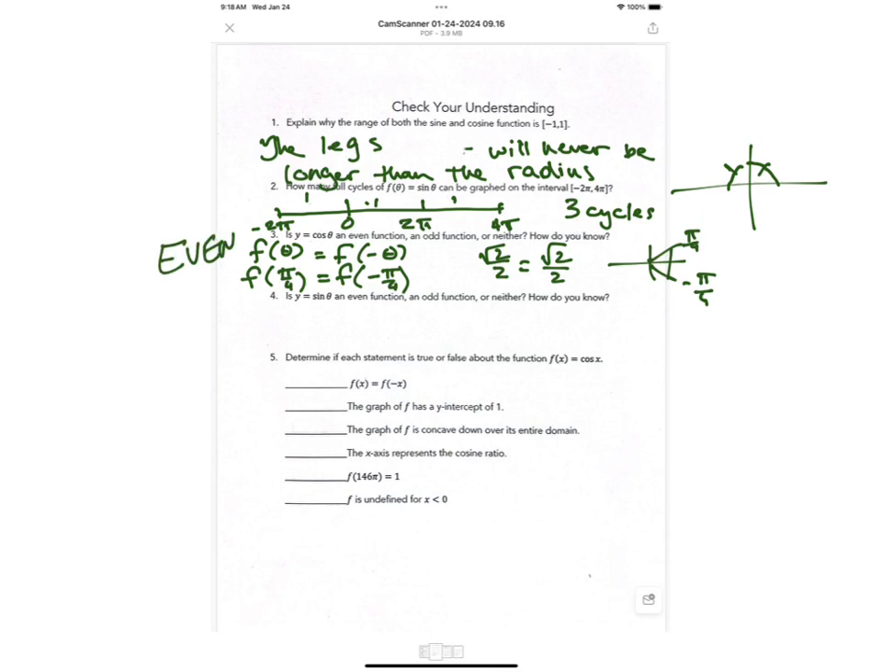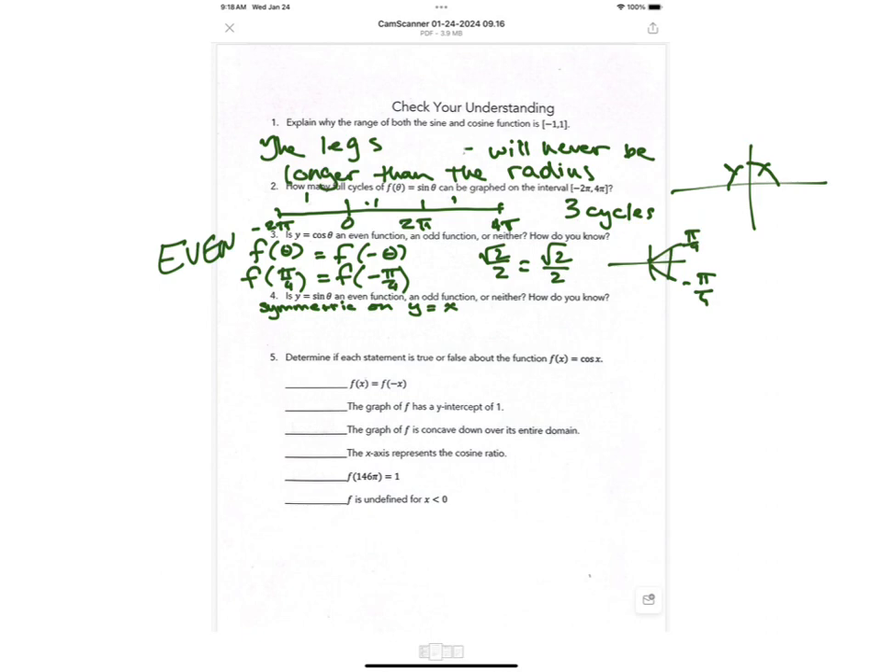How about sine? Even, odd, or neither? Flip a coin back there, Joseph? Odd. Why? Because they're opposite, right? It's symmetric on what? Not the x-axis. On y equals x. Good. Symmetric on y equals x. The origin.